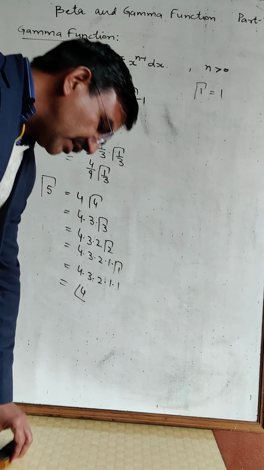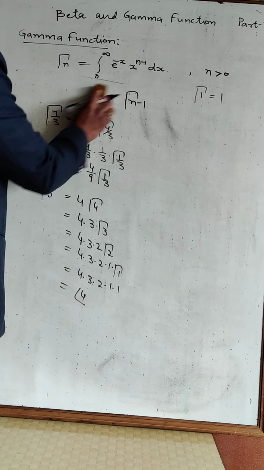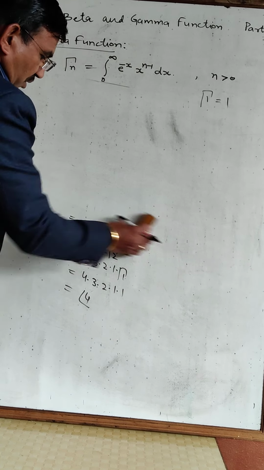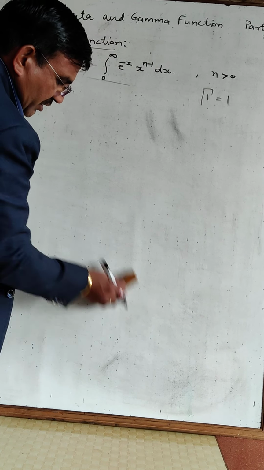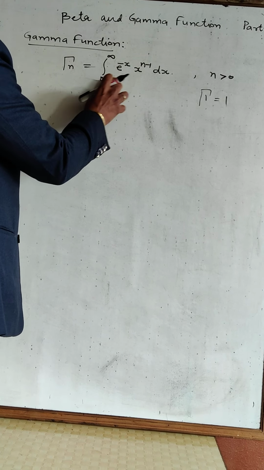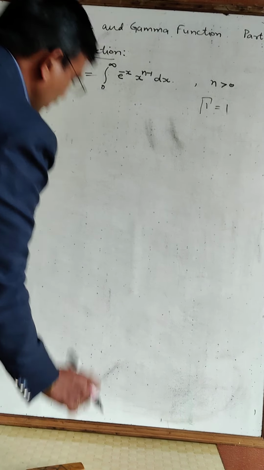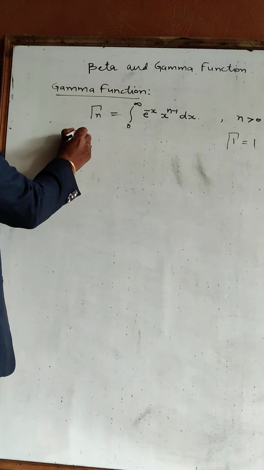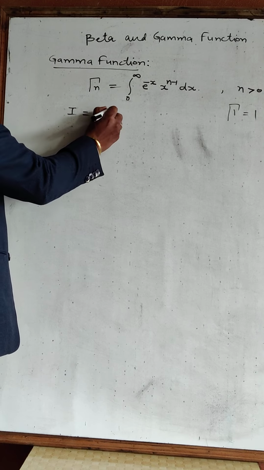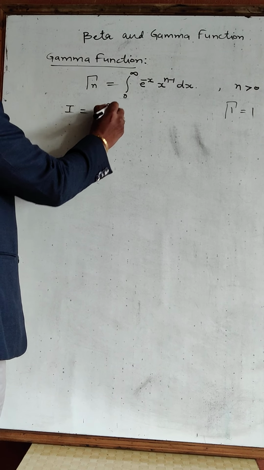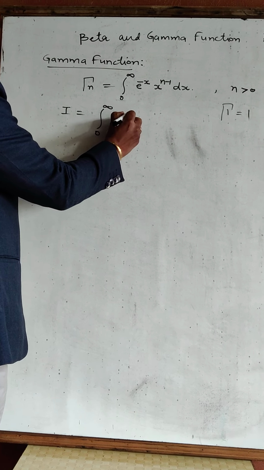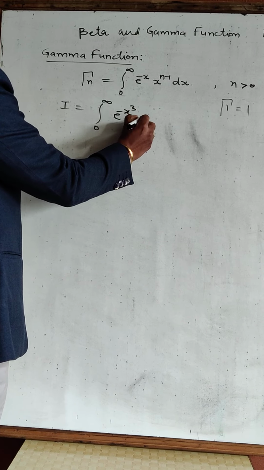Now we will solve a few examples where we can use the gamma function. Suppose we have to find the value of the integral 0 to infinity e raised to the power minus of x cube.